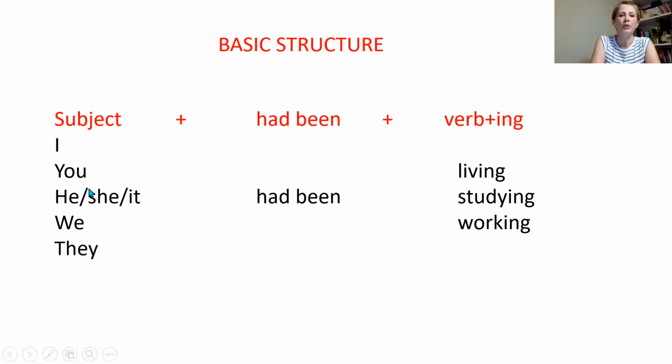The subject you. You had been living. You had been studying. You had been working. He, she, it had been living. He, she, it had been studying. He, she, it had been working. We had been living. We had been studying. We had been working. Last example for they. They had been living. They had been studying. And they had been working. Is that okay? Good.